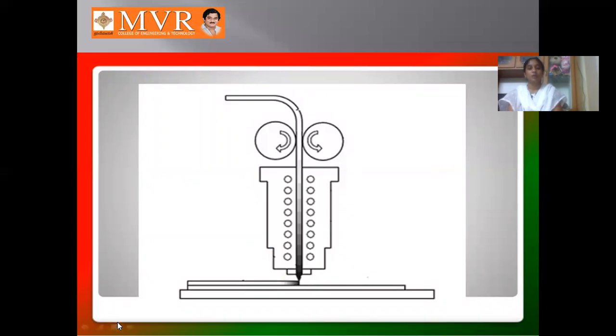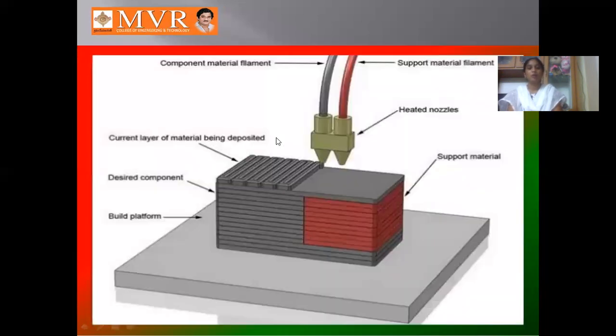See, this is the base material. This is the base material support. From this support, from the nozzle, it will always roll out through the system. And this is the support material, heated nozzle, support material filament, component material filament, current layer, desired component, and a build platform. From this, we can easily manufacture the product. See, this is the nozzle which we are taking. From this nozzle only, the current layer of the material can be deposited.